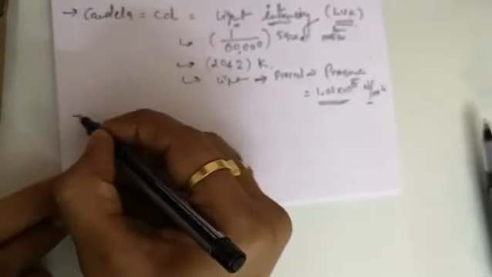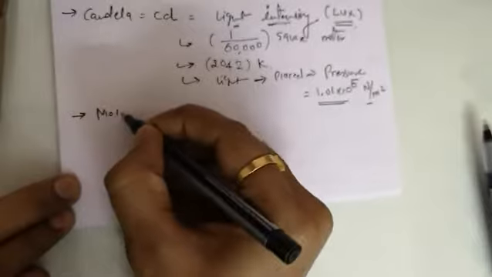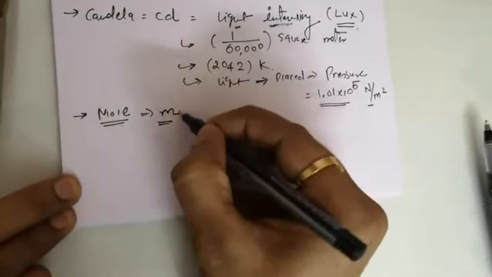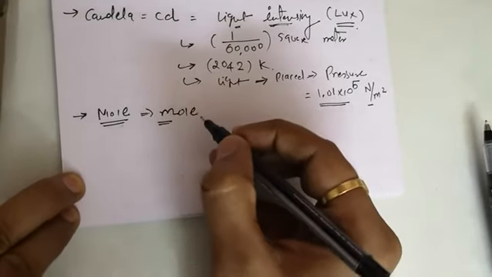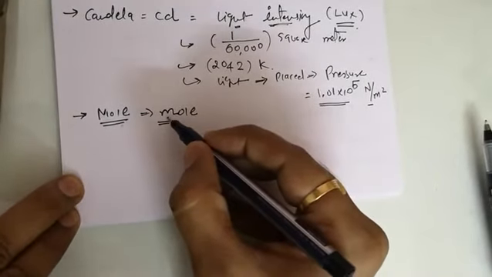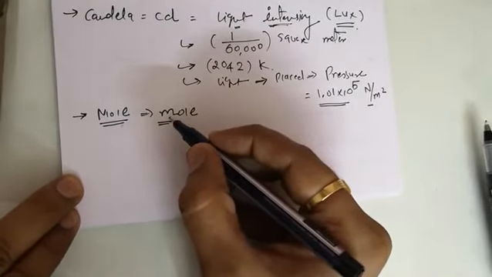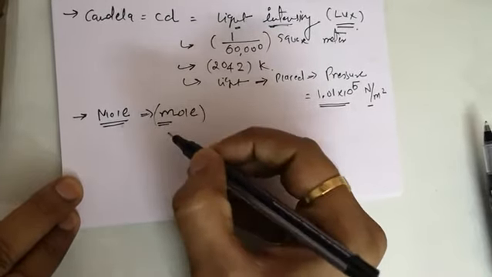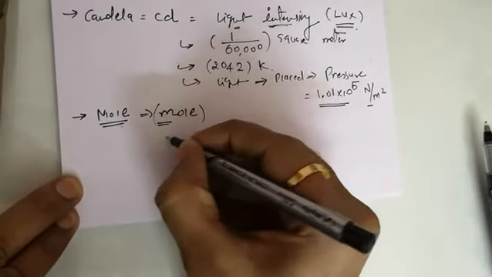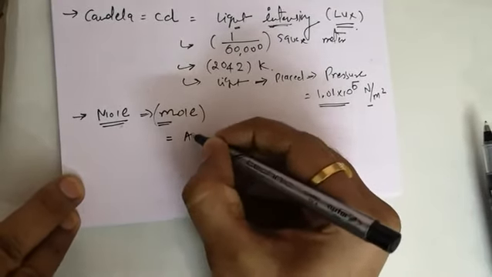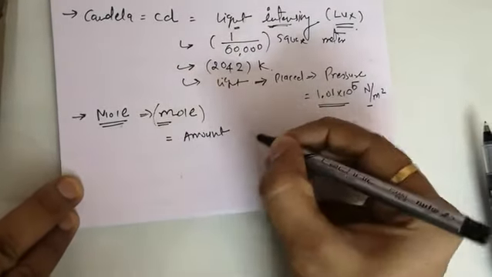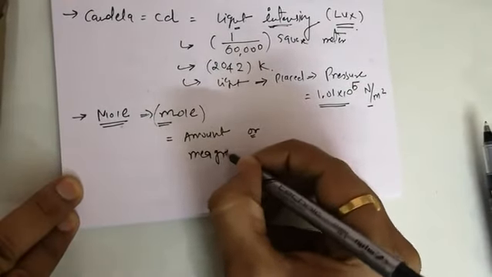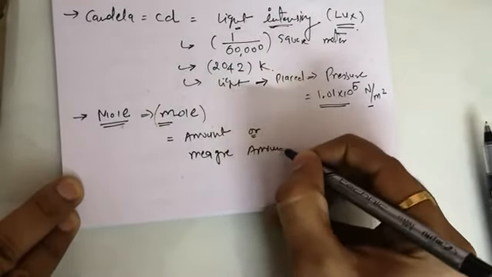The last unit is called a mole, and it is widely represented by the same word, mole, because it has a short form. If I use the short form m, you might be confused that I have used the unit meters. So mole is called an amount, or you can say a meager amount, means small amount.